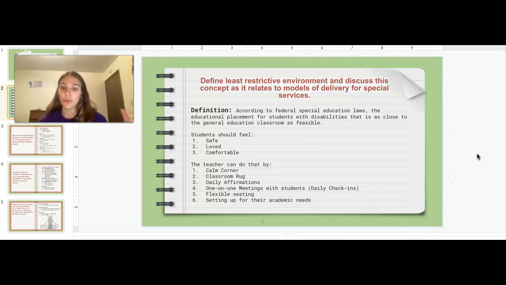And then having a classroom rug, this is good because it just makes students feel comfortable because they have a place to go and sit and listen to you during a read aloud or a whole group instruction.